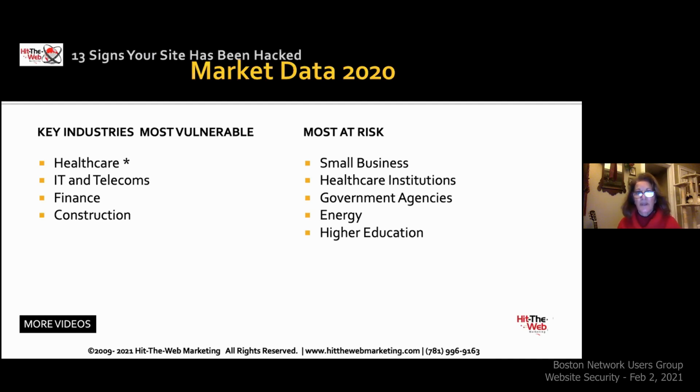How many small businesses are there in the United States these days? I didn't get that number, but there are a lot. And they duplicated healthcare institutions under most at risk. So that just tells you government agencies, energy, and higher education. With COVID, a lot of our infrastructure is at risk because of the financial system that's broken down, and it opens everybody up to more than just cybersecurity.